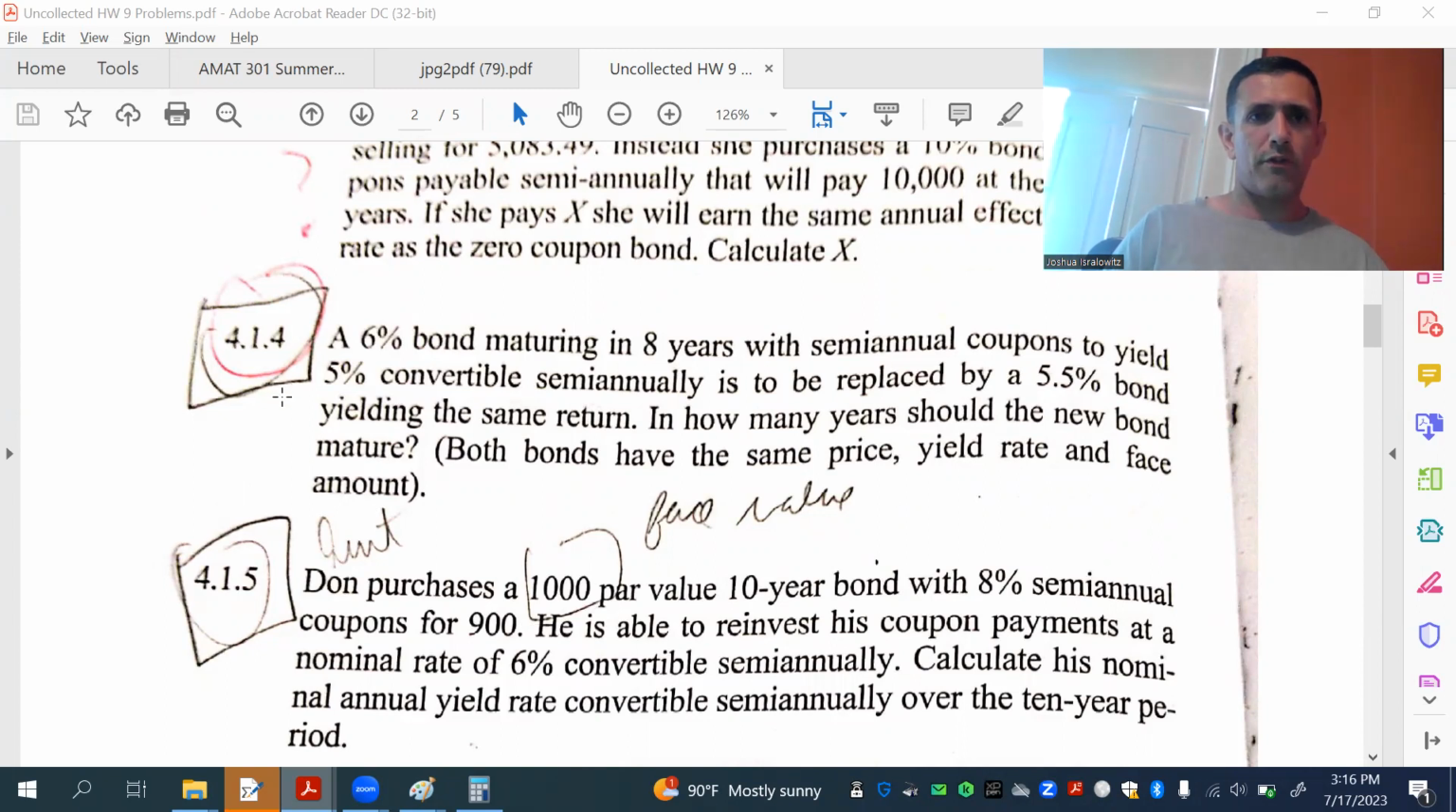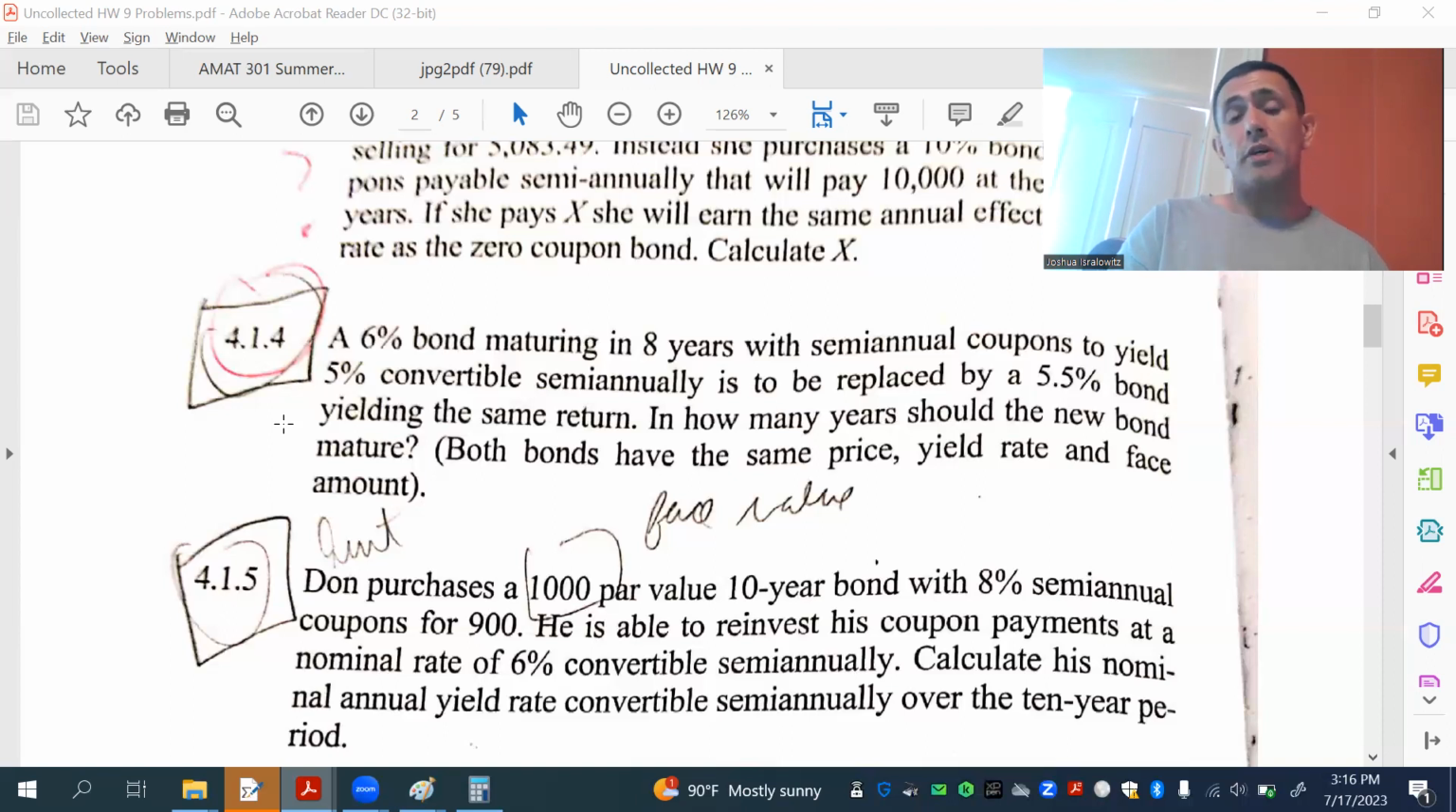Let's do 414 first. So I have a 6% bond maturing in 8 years with semi-annual coupons that yield 5% convertible semi-annually. And this is replaced by a 5.5% bond yielding the same rate. In how many years should the new bond mature if they both have the same price, yield rate, and face amount? Okay. So first of all, it's not specified if the 6% is nominal semi-annual or not.